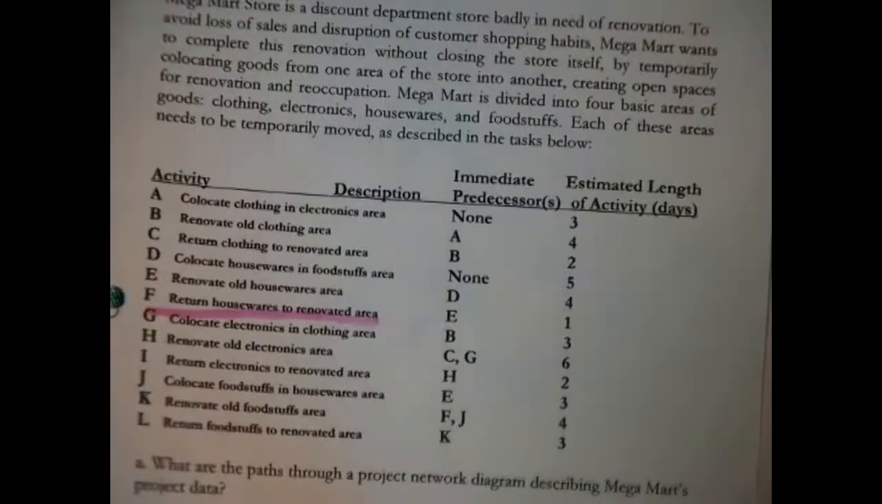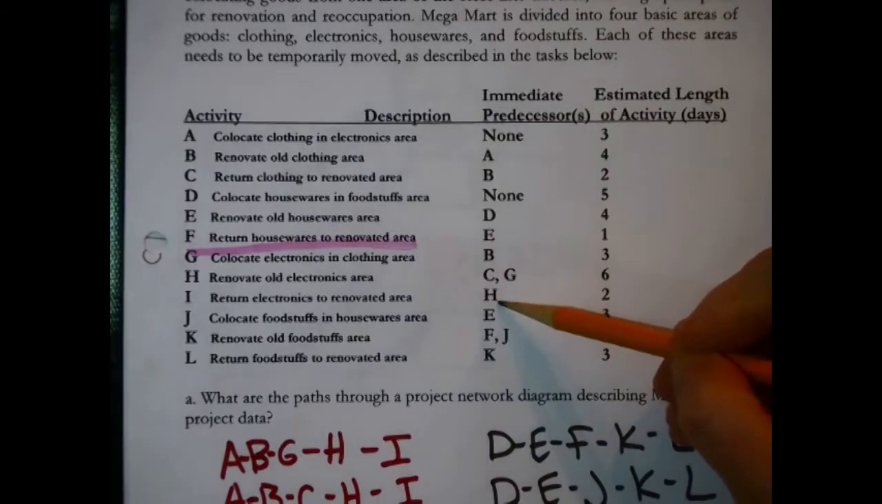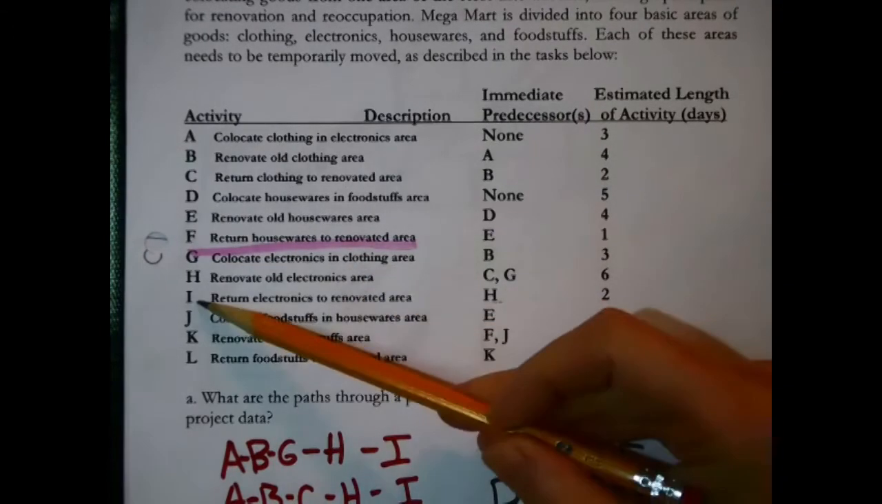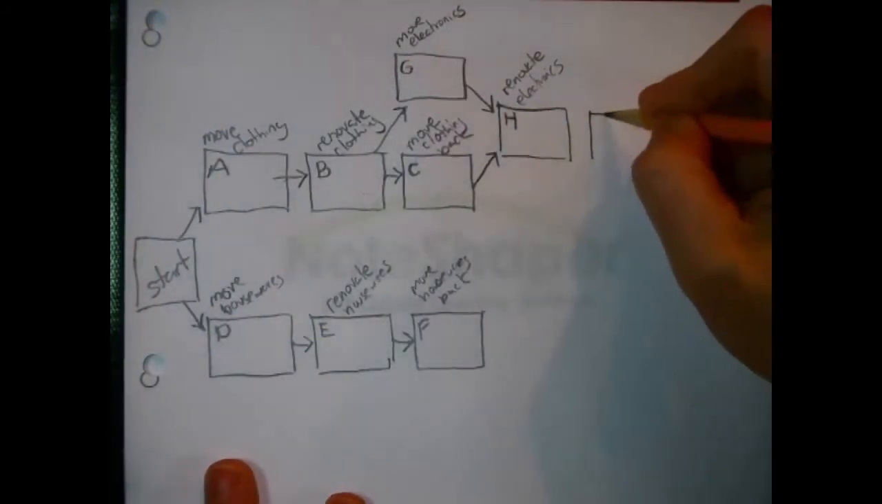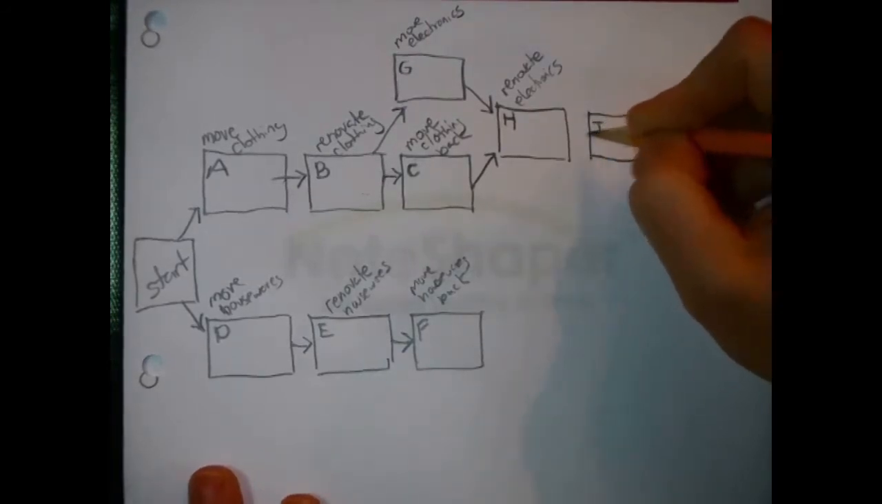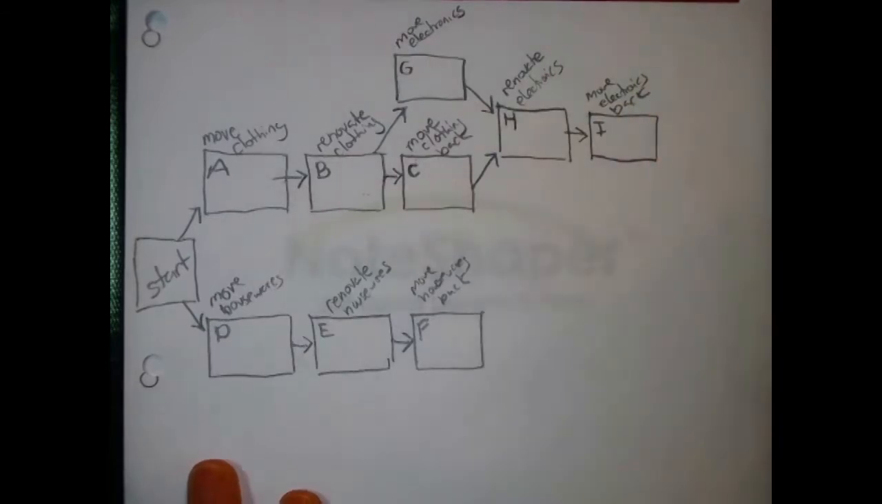Okay. Who else? Okay, next on the list, I. When you're done with H, we just drew H, you can do I, which is, okay, return electronics back to its area. That makes sense. So I will draw that. Move electronics back. Okay.